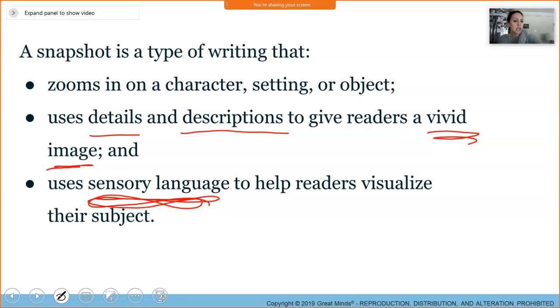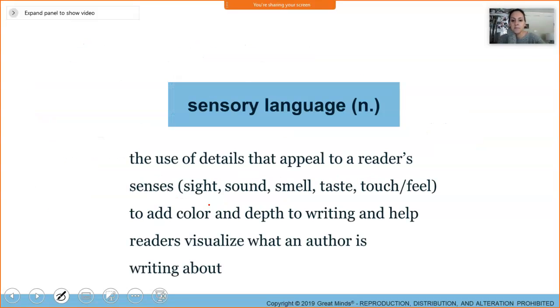Okay, so this is just taking that one object and focusing on that one object and telling me what you can hear, what you smell, what you taste, what you see, what you could touch, what it would feel like. So, sensory language. This is going to be one of your vocabulary words that will be on your next chart, or is on your next chart.